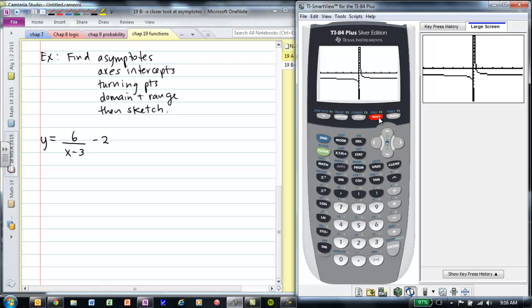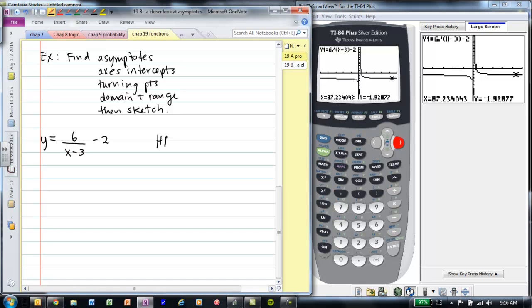So now, using the trace feature, we're going to trace to the left. And as I get more and more negative, I am approaching negative 2. I am still approaching negative 2 this time from the top. Okay, so we know our horizontal asymptote is where y equals negative 2.